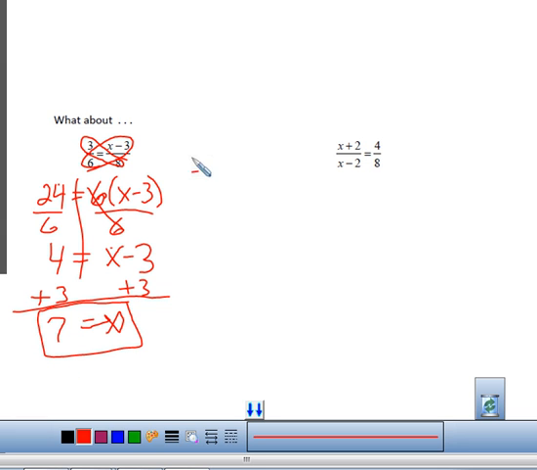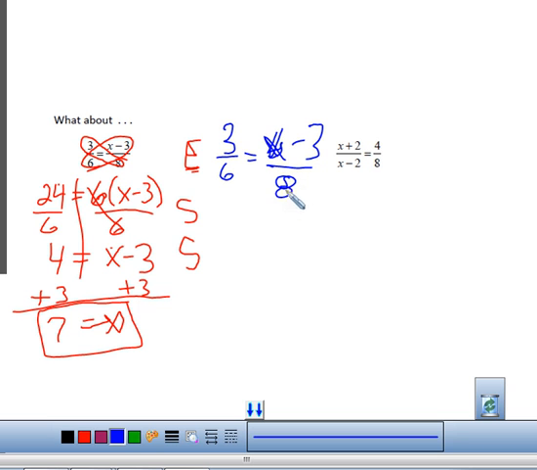So I'm going to plug it into my check. ESS. Now the original equation is my proportion, so I have 3 over 6, and hopefully some of you are identifying that that is the same as 1/2, and x minus 3 over 8. So 3 over 6 works out to be 1/2.